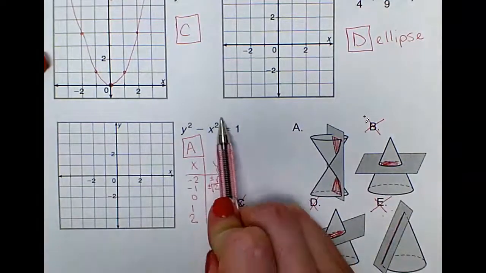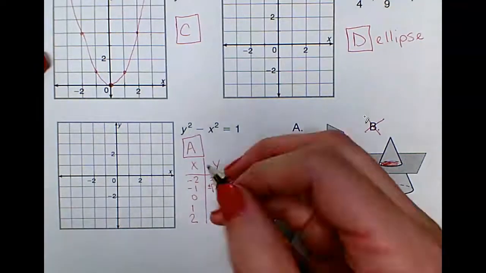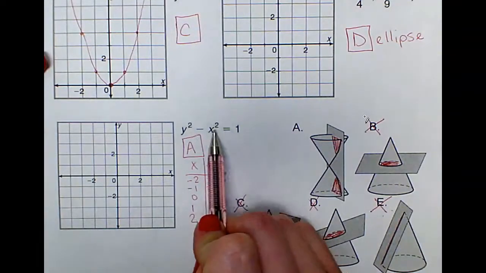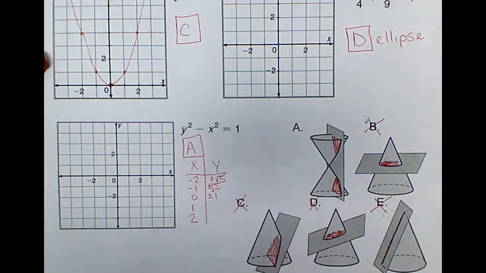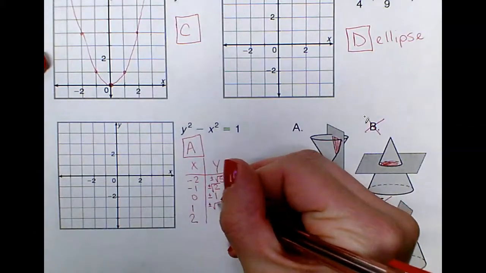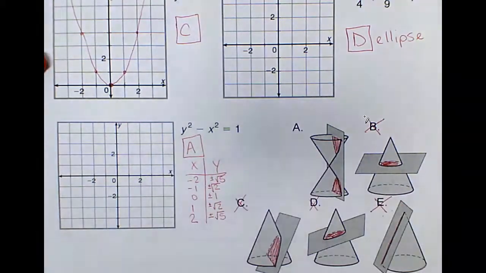If I put 0 here, the whole term disappears. Y squared equals 1. And so y equals plus or minus 1. And then whenever I substitute the positives for 1 and 2 here, when I square them, I'm going to end up with the same answers that I had for y. So this will give me plus or minus square root of 2, and this will give me plus or minus square root of 5.